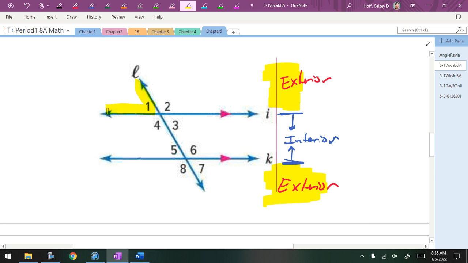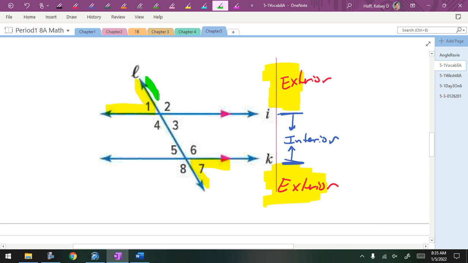And I need to pick another angle. Don't shout until I say everything. That's on the other side of this slash, but not next to angle 1. We can't pick my interiors. So what angle is on the opposite side of this line, but not next to angle 1? 7. Very good. They don't make a cool letter, though, do they?